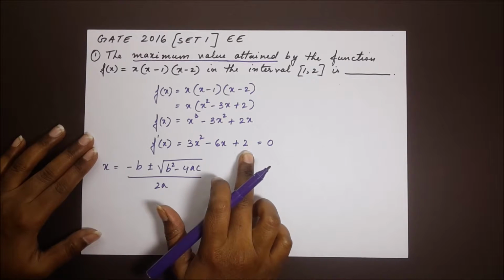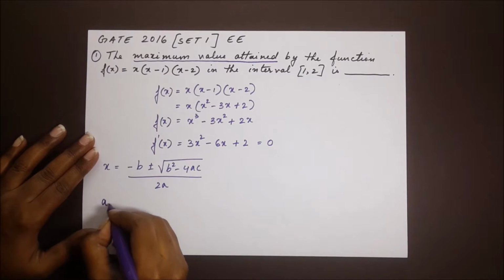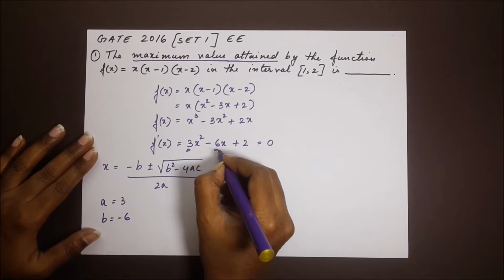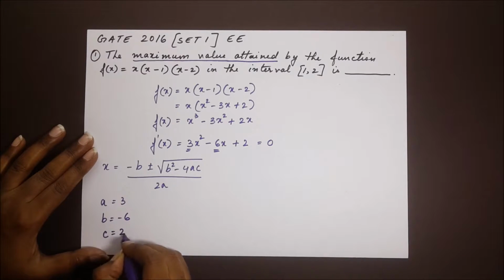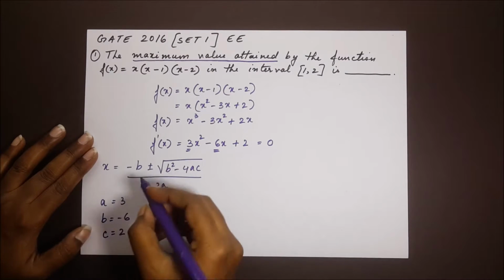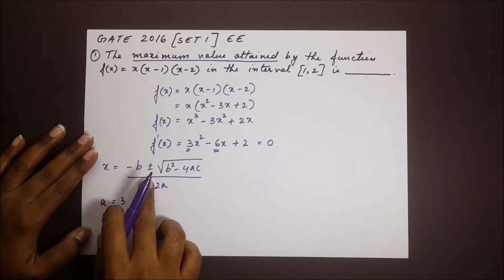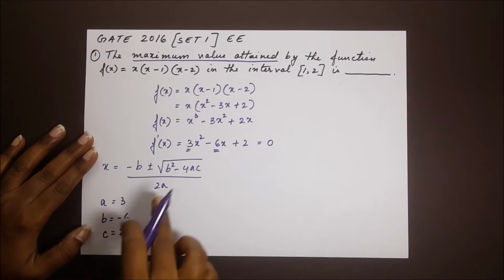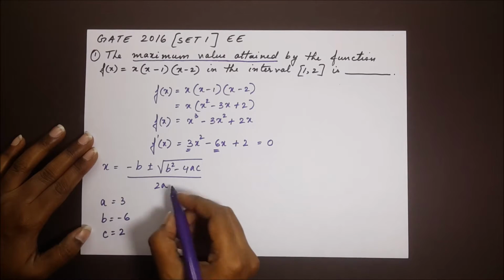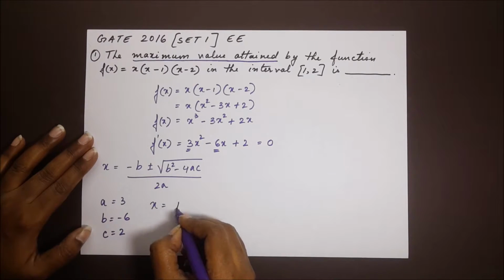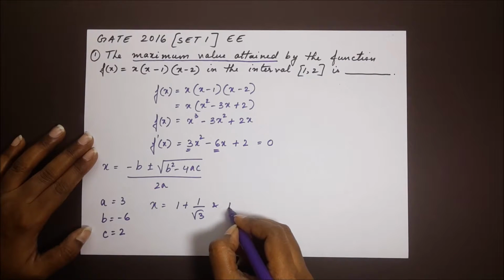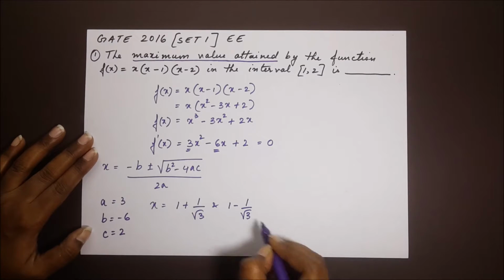Now from this equation, our values are a equals 3, b equals minus 6, and c equals 2. Don't forget the negative here. So b equals minus 6. Now when you substitute that, I'm going to leave that to you. So when you substitute these three values into this formula, you will find two values of x. One is x is equal to 1 plus 1 by root 3. And the second is 1 minus 1 by root 3.